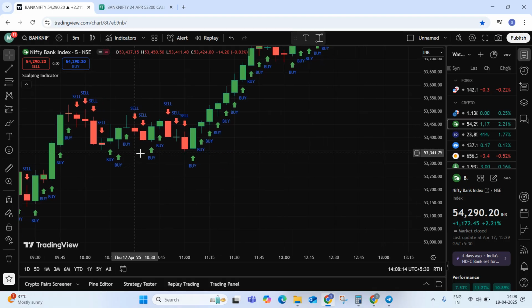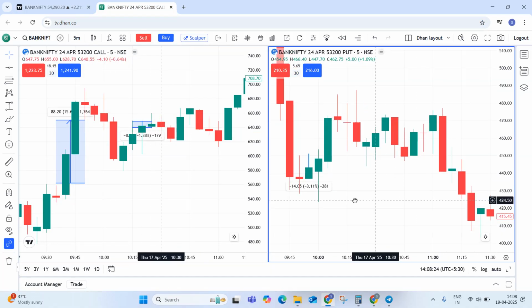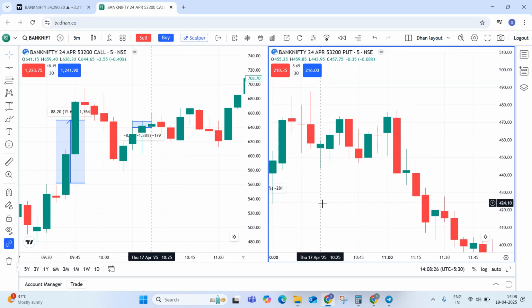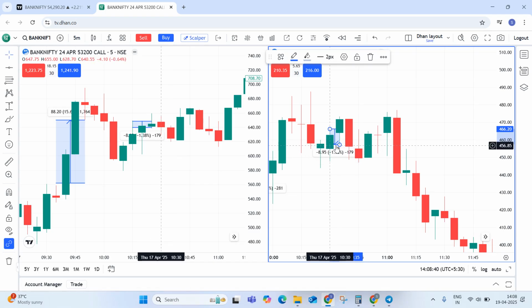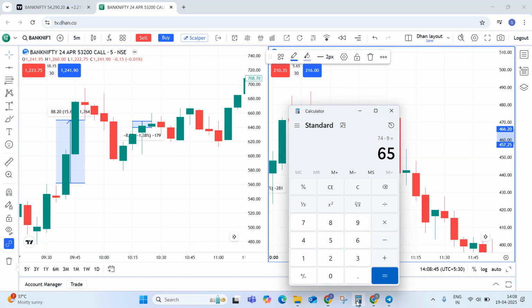Let's go to the next signal. At 10:30 it gave a sell signal, so we have to take the put option. Let's go to the 10:30 value. I initially entered at 466 and the price went up to 472. After this candle closed, as per my theory, I will trail the stop loss to the low of this candle. Here also it triggered and I lost nearly 9 rupees.